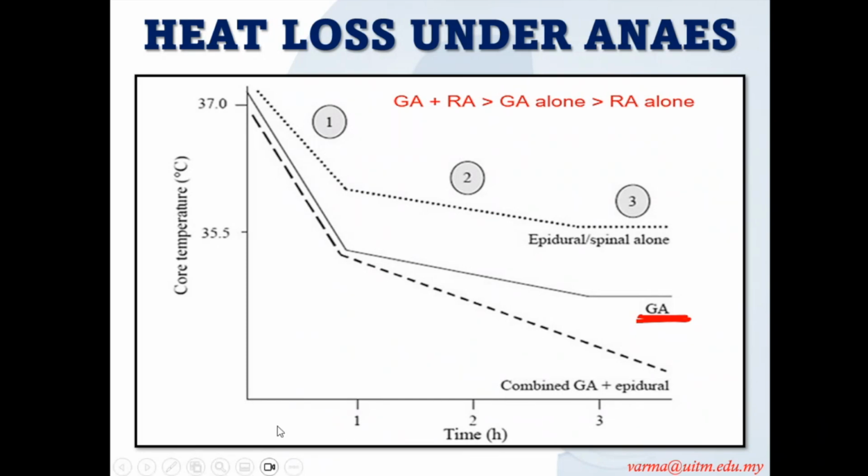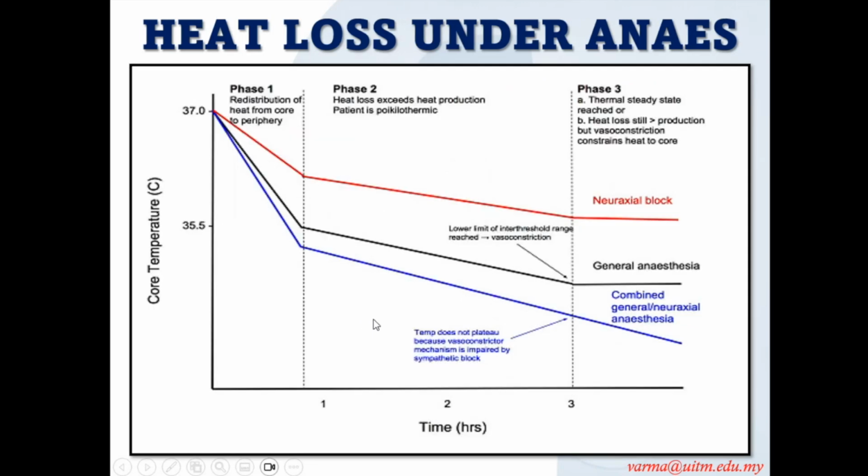Because the moment you give epidural, the patient already has peripheral vasodilatation, or a spinal patient already has peripheral vasodilatation. And after that, you're going to induce the patient and cause more peripheral vasodilatation, and the redistribution is going to be very severe with a drop of temperature. Even the first period will be very high. This is just a repetition of it.